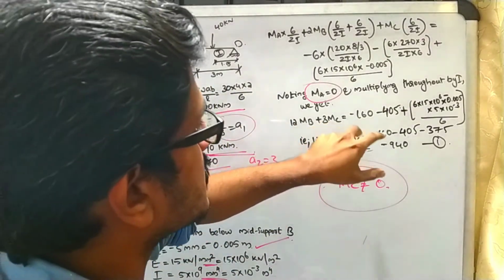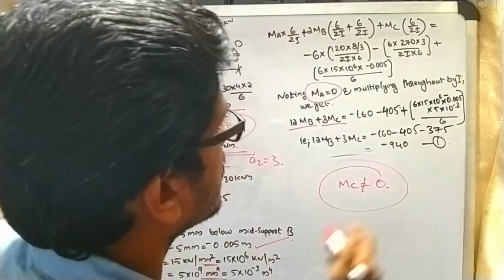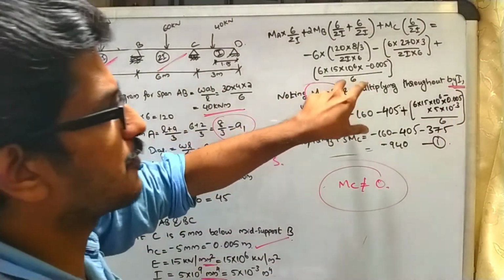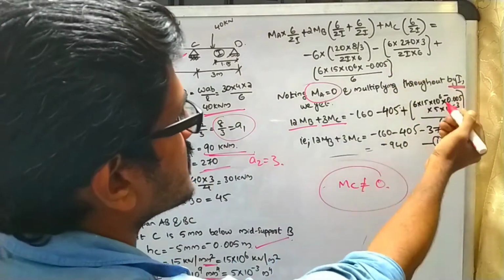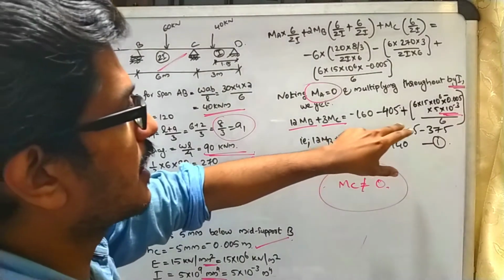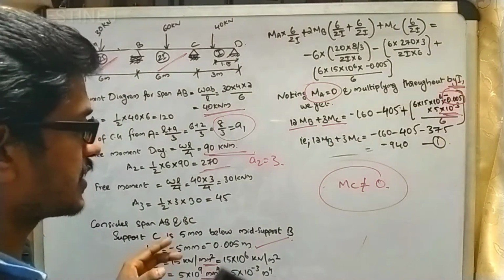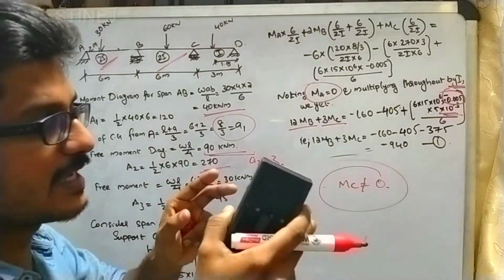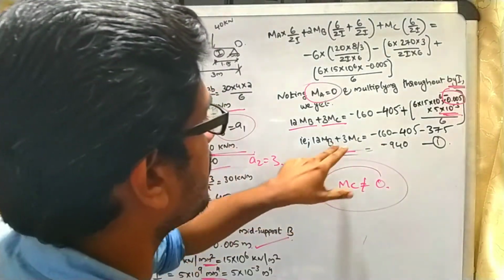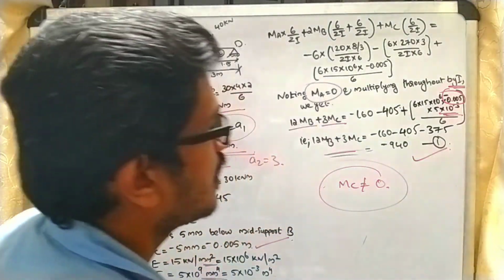So finally, if you substitute the values, 12 MB plus, after substituting, 3 MC. And for easiness we are multiplying throughout by I. This moment of inertia will be cancelled, and you can directly substitute 5 multiplied by 10 raised to minus 3. Okay. And also you have to notice that this negative sign is very important. Negative sign indicates the support C is below the support B. Okay. And you will finally get the value as 12 MB plus 3 MC equals minus 940, and represent this as equation number 1.